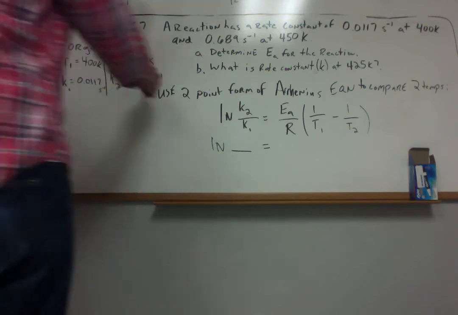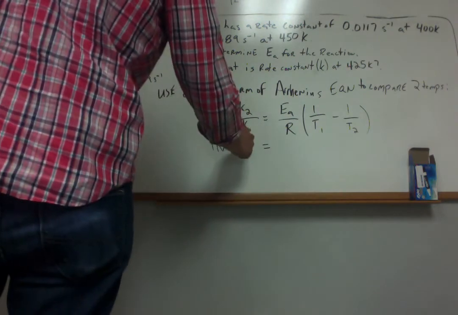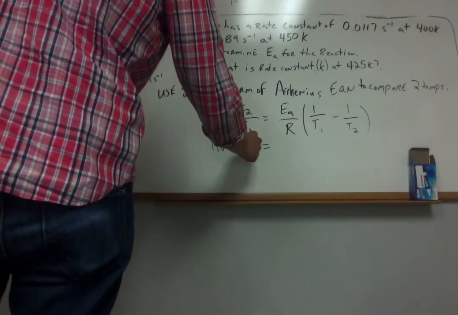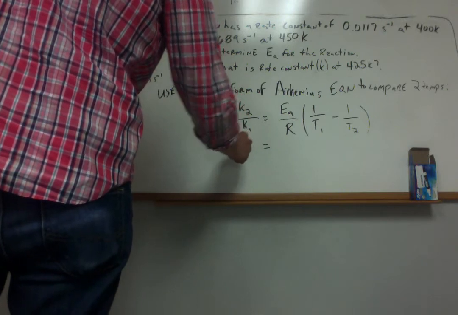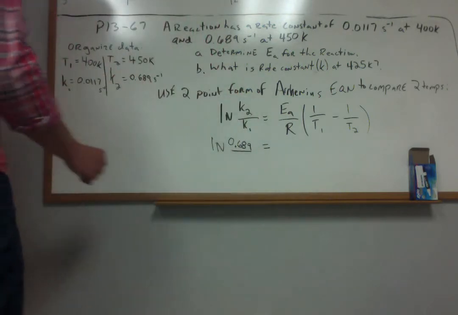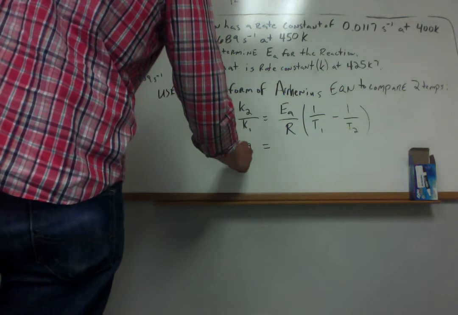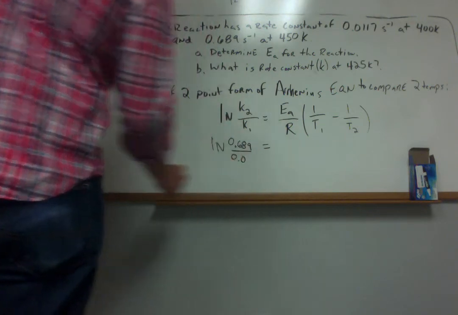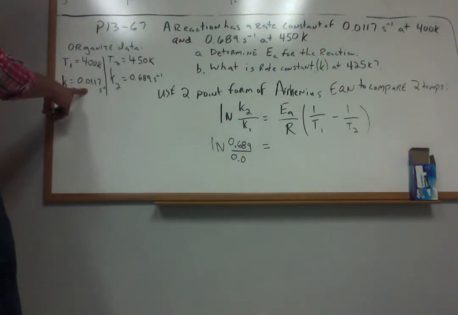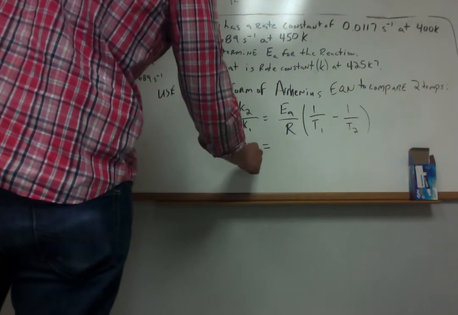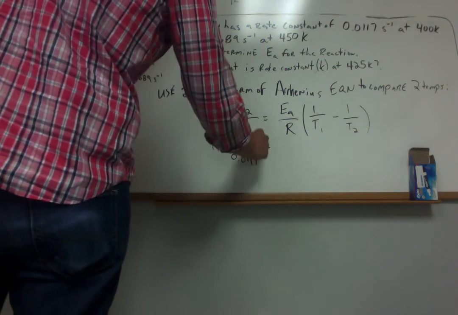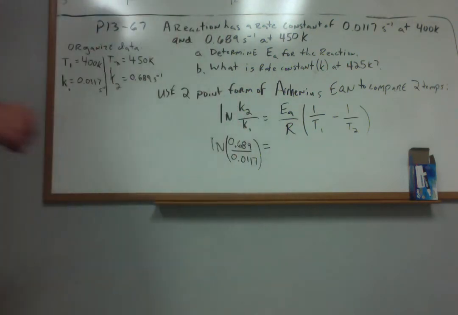Well, now that I have all my data organized, it's easy to plug in numbers where they belong. K2 is 0.689, that's the larger rate constant. K1 is the smaller rate constant, which was only 0.0117. Okay, we're given that in the problem. No big deal.